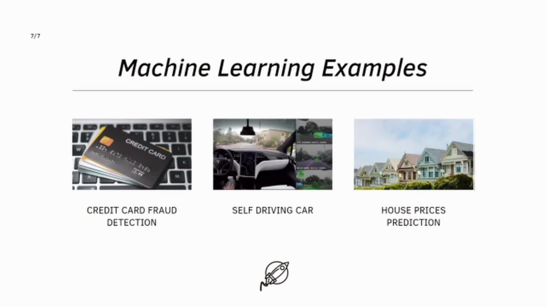And the third example I have here is house price prediction. So we train a machine learning model with data from a lot of houses within a city, with the number of bedrooms, the square feet, the number of floors, and we have the prices for those houses. And then when we want to predict the price of a new house, all we need to do is give that model data about the characteristics of that house, and then it will predict the price for that house.